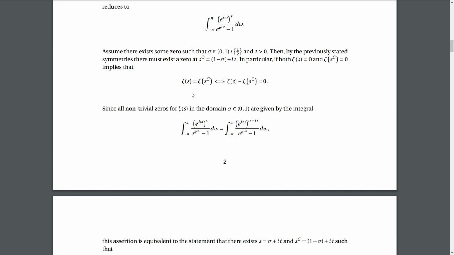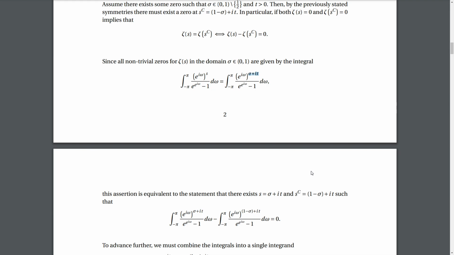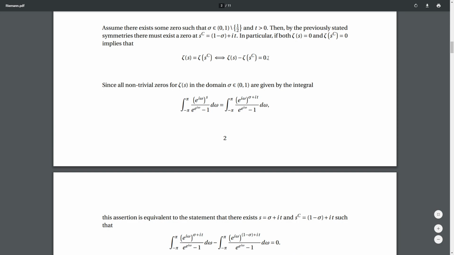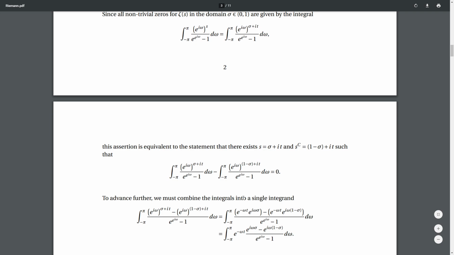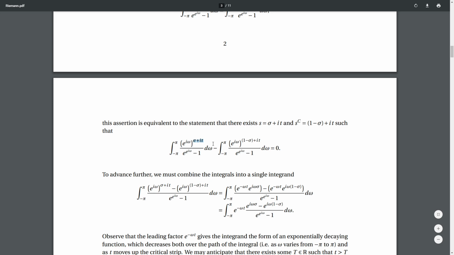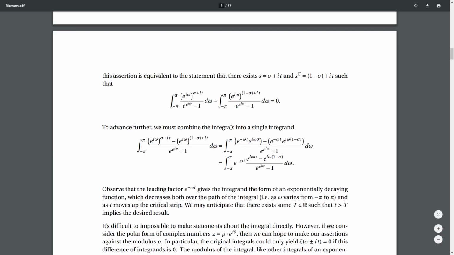Okay, so all non-trivial zeros lie in this domain for sigma in 0 to 1. Okay, so just restating this, instead of s, we have sigma plus it. And so this assertion here, where we assume that there's something that equals zero, let's see if such a thing is possible. So we have the s and then s complement, so sigma plus it, 1 minus sigma plus it. Denominator's the same. It's still absolutely convergent, so the series, we have no problem combining them into a single integral, common denominator. It works out just fine.